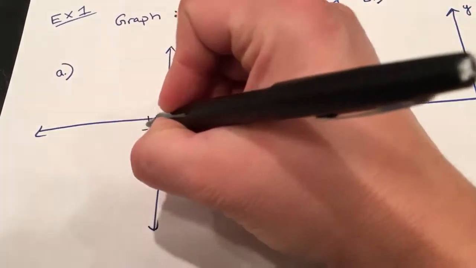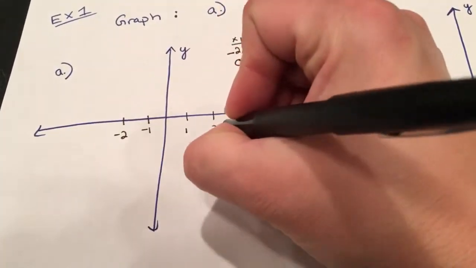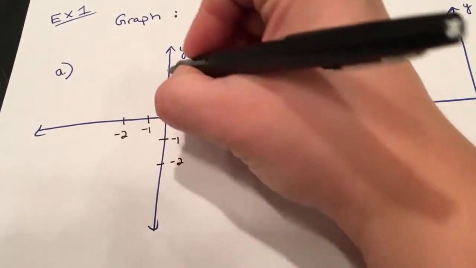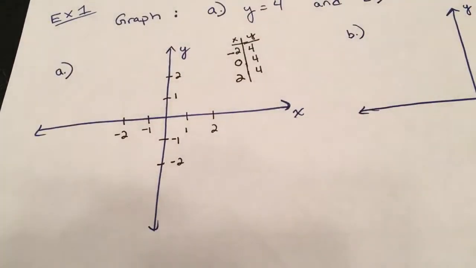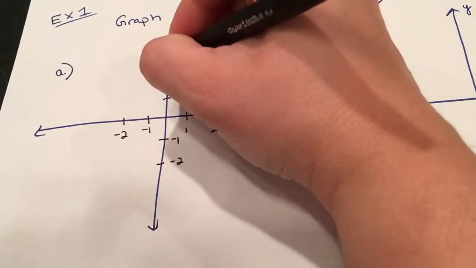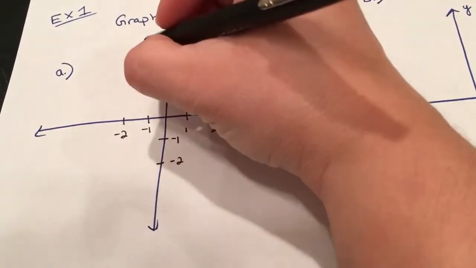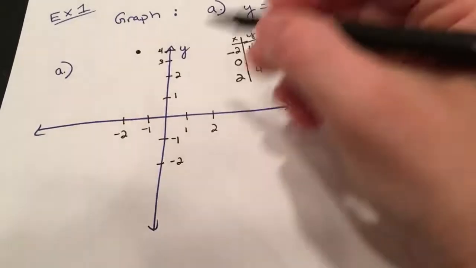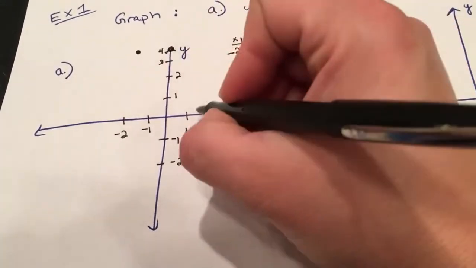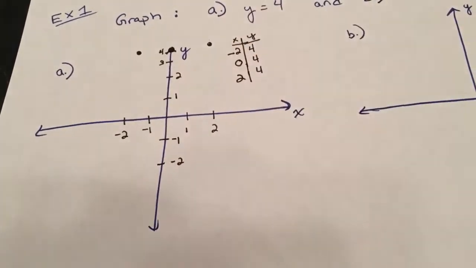If I go -1, -2, 1, 2, -1, -2, 1, and 2. I'm just going to do a quick little graph. I'm going to plot these points. -2, 4. Oh, I got to go up to 4. 3 and 4. So -2, 4. And if I go 0, 4. And if I go 2, 4. Well, I have my 3 points.